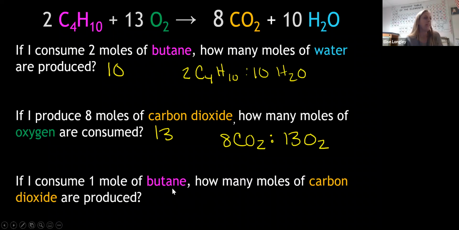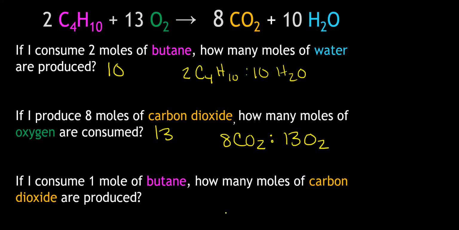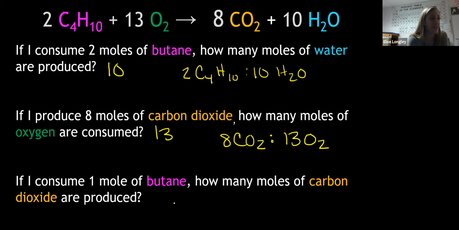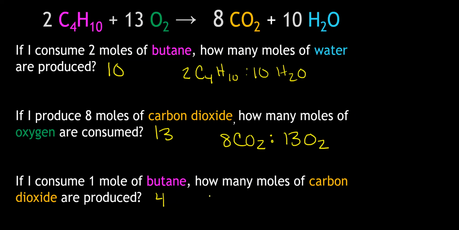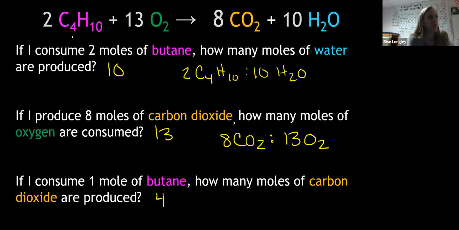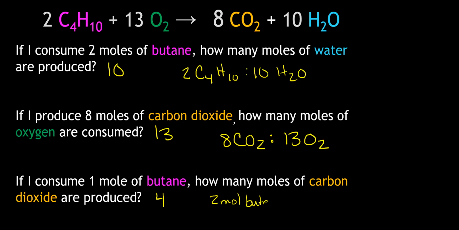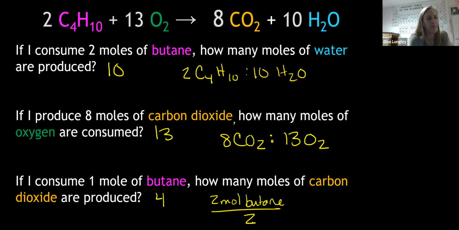You ready? If I consume 1 mole of butane, how many moles of carbon dioxide are produced? Would it be 4? It would. How did you know? Because you would divide the 2 in half. Yep. So we had 2 moles of butane, right? So how do we get to 1 mole of butane? We divide it by 2.